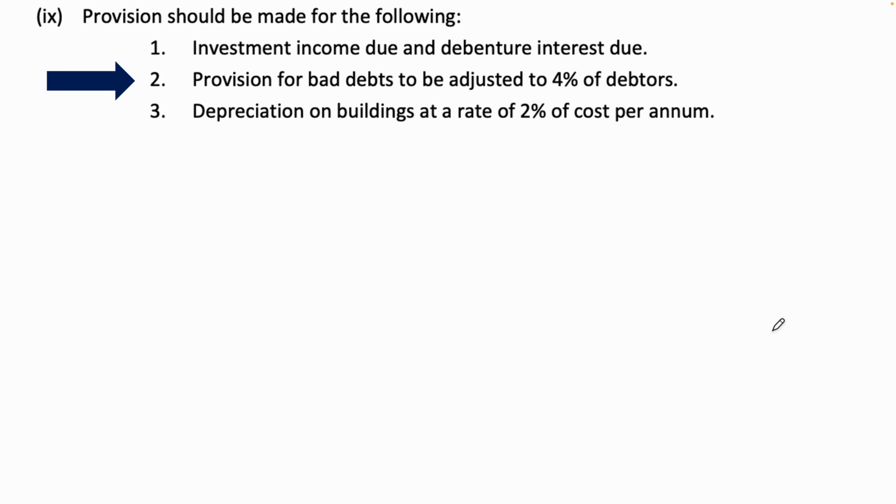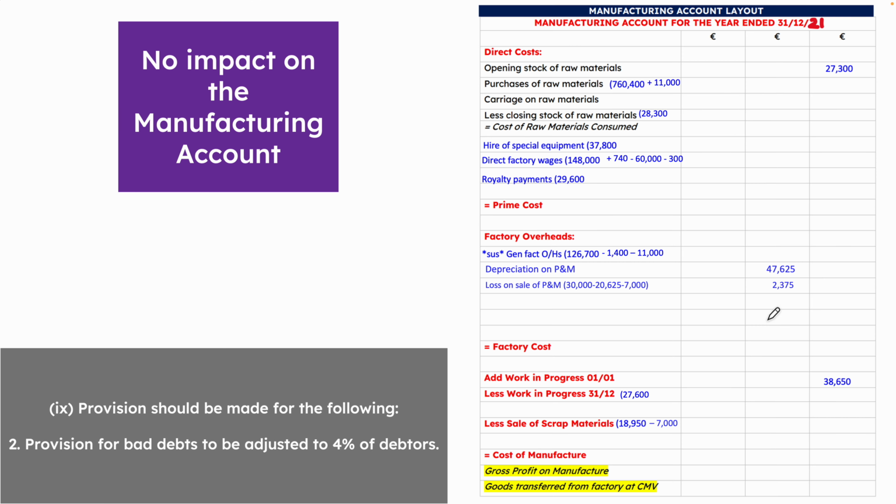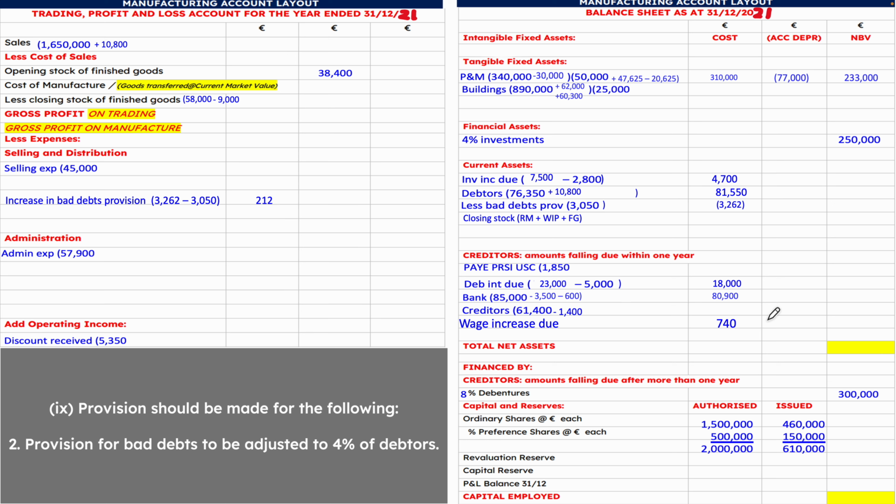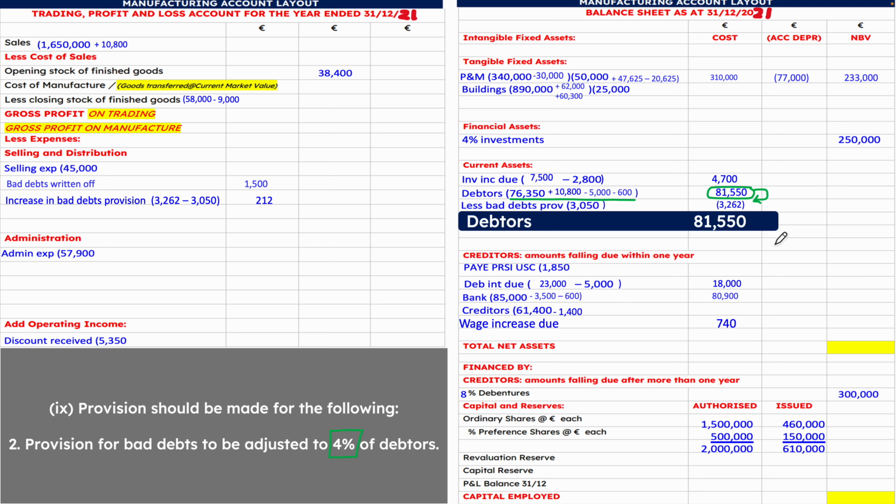Okay, note 2 then, provision for bad debts to be adjusted to 4% of debtors. Right, so just to remind ourselves what provision for bad debts is. Provision for bad debts is us saying, okay, of these 81,550 euro debtors, when we tot that up, that's what we get. Of them, we think that 4% of those debtors might not pay us. It hasn't happened yet, but we think 4% might not pay us. So that would be 3,262 we think might not pay us.